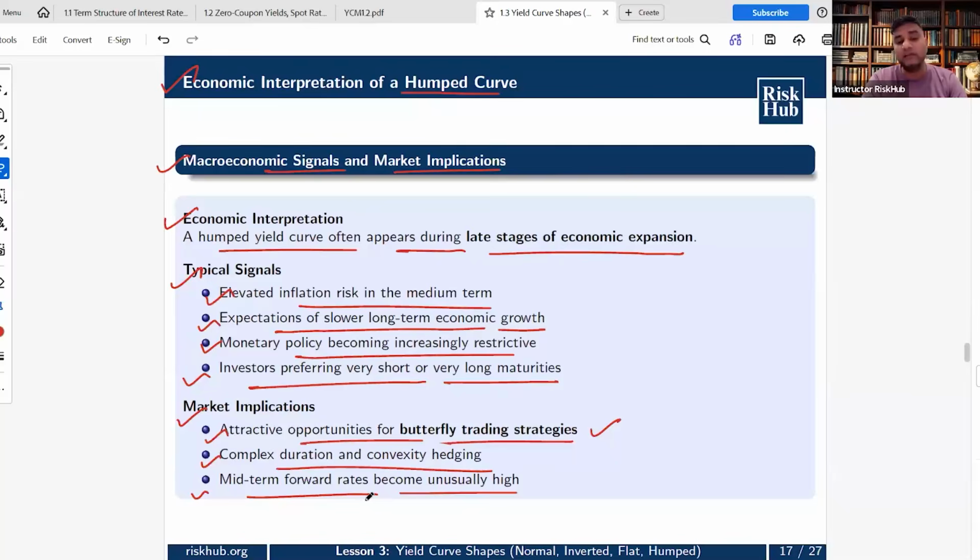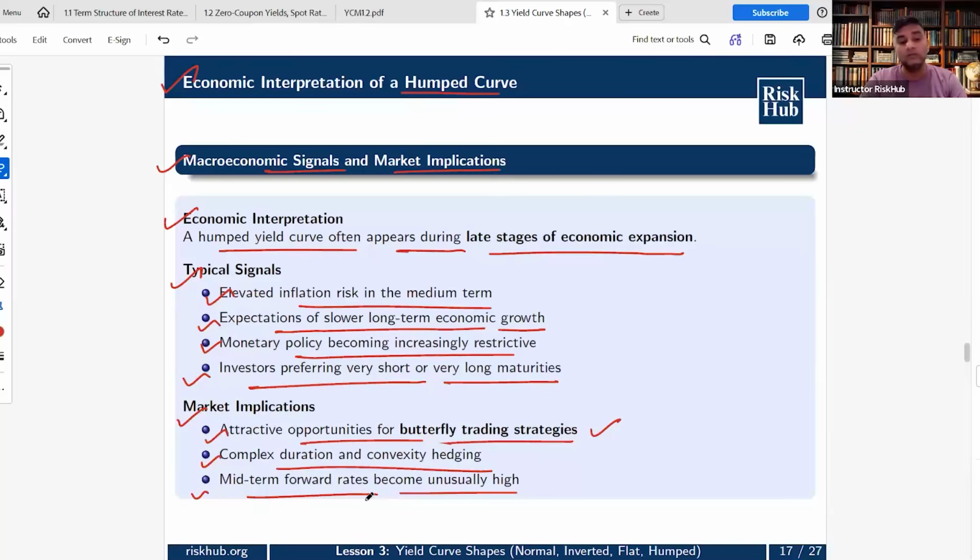Right, the terms defined here: butterfly trade, a three-leg position, one leg in the belly and two in the wings. The size of the position is neutral to parallel and slope moves. Convexity is the second order sensitivity of a bond price to yield, measuring how duration itself changes as yield changes. And a technical clarification: the late stages of economic expansion claim is one common reading, not the only one.